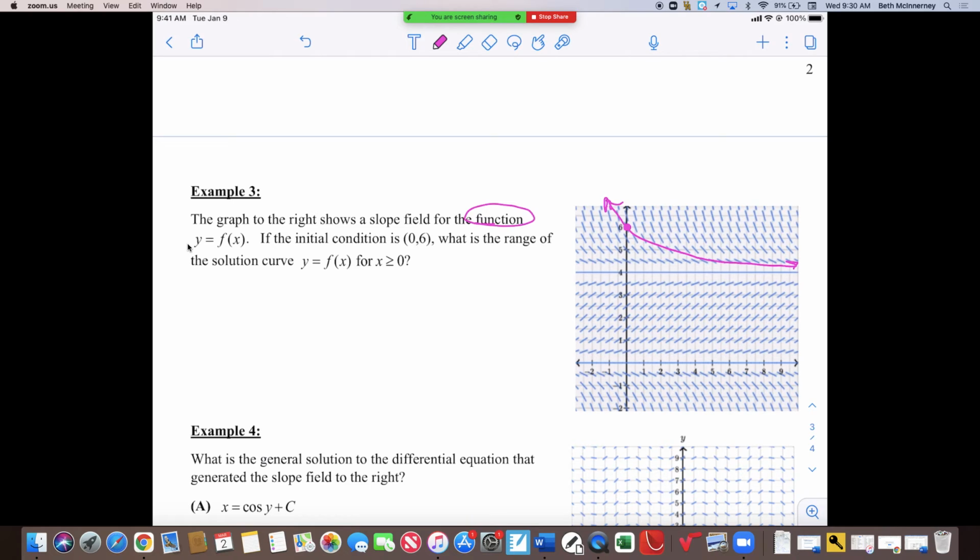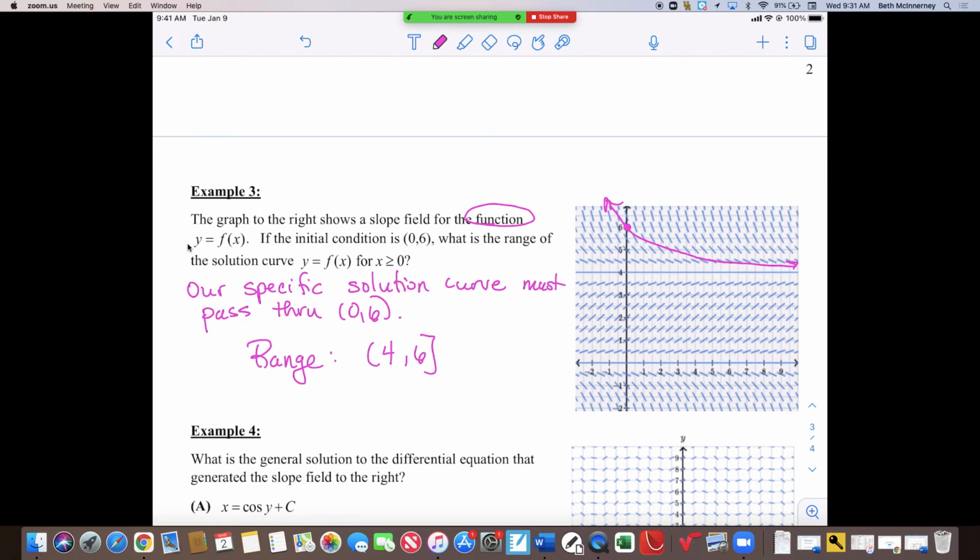So our specific solution curve must pass through 0, 6. So then what would be the range? Well, this y equals 4 looks like some kind of an asymptote. So I'm going to put the range is 4 to 6.